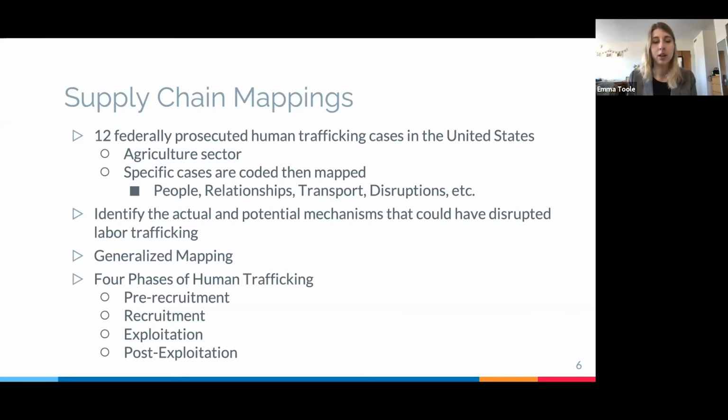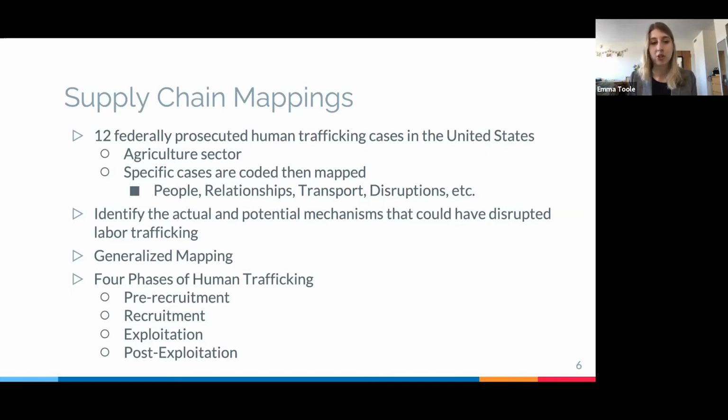map it. I first start out by creating a generalized supply chain mapping, analyzing the 4 phases of human trafficking, which I've created these categories based on the pre-existing literature of trafficking phases, starting out first with the pre-recruitment phase with the at-risk population involved, the recruitment phase, how these people are recruited, exploitation, and post-exploitation phases. From there, I'm then able to identify the actual and potential mechanisms that could have disrupted the labor trafficking. So I analyze the different disruptors and actors involved, the types of disruption, the level of disruption, and where it could have happened within the supply chain.